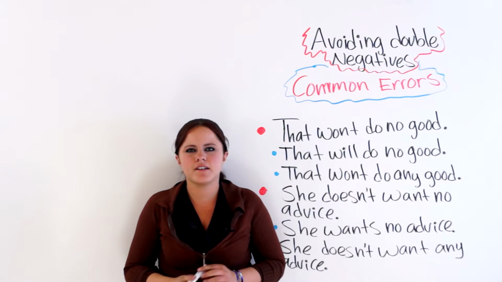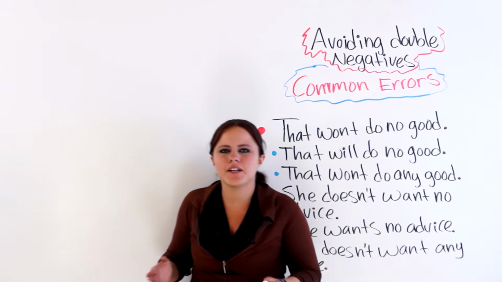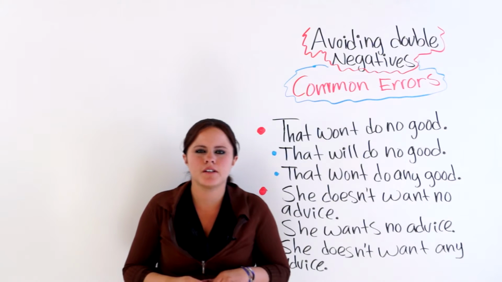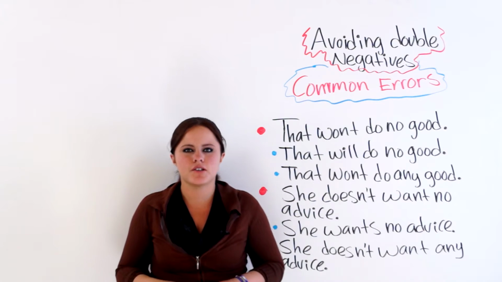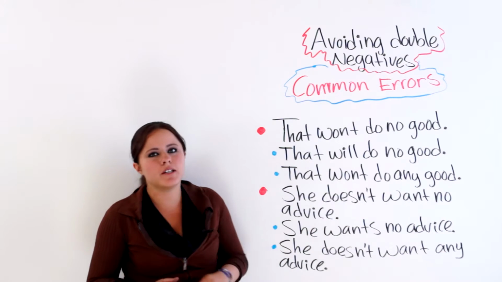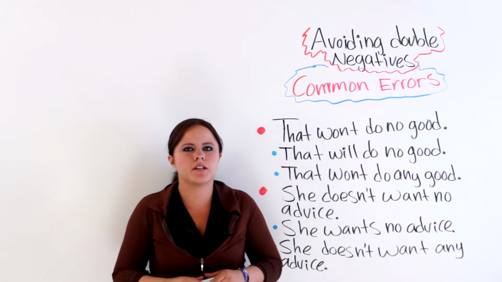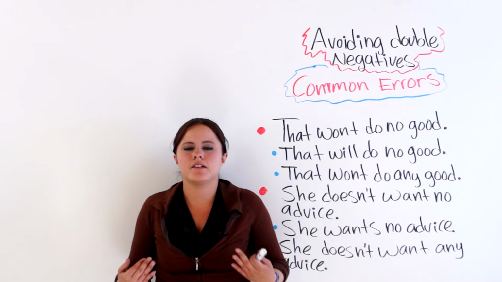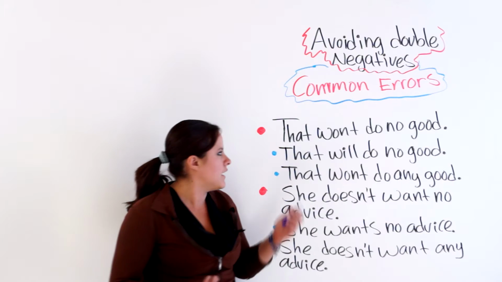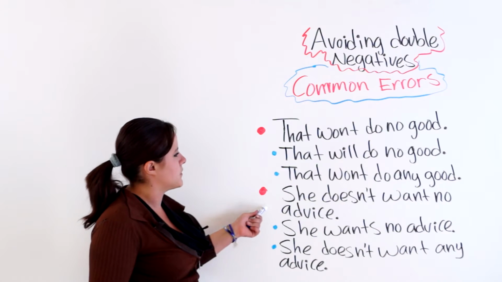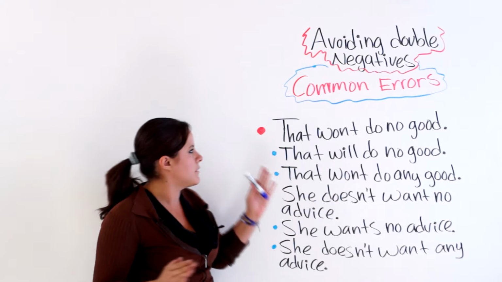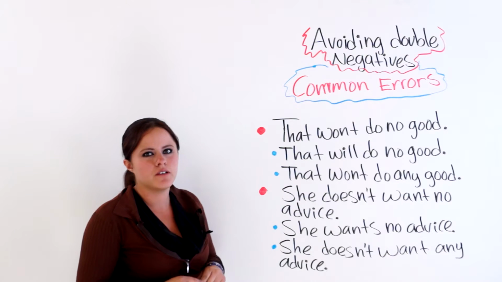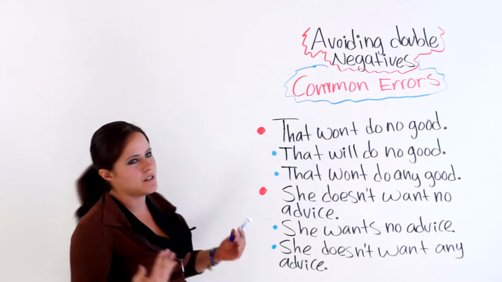In today's lesson I will be talking to you about a very common error when you are learning English. That is double negatives. You speak with double negatives. You have to avoid double negatives because it is not correct to use them. I have two examples here written on the board about what double negatives look like.